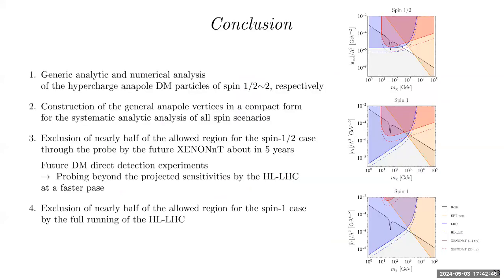Finally, the conclusion. In our work, we took the general analytic and numerical analysis of the hypercharge anapole parameter for spin 1/2 to spin 2 cases respectively. And then I introduced the construction of the general anapole vertex. I mentioned that for the spin 1/2 case, the future experiment is very promising, because as you can see, almost half of the allowed region can be excluded. And for the spin 1 case, the high luminosity LHC can probe nearly half of the allowed regions.